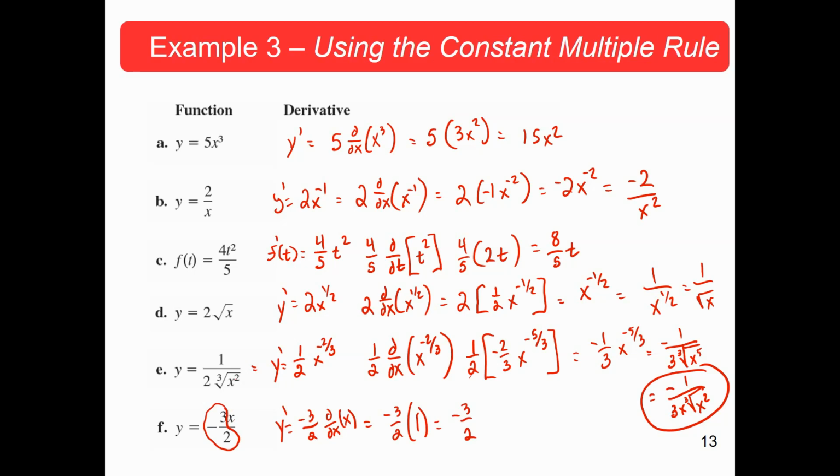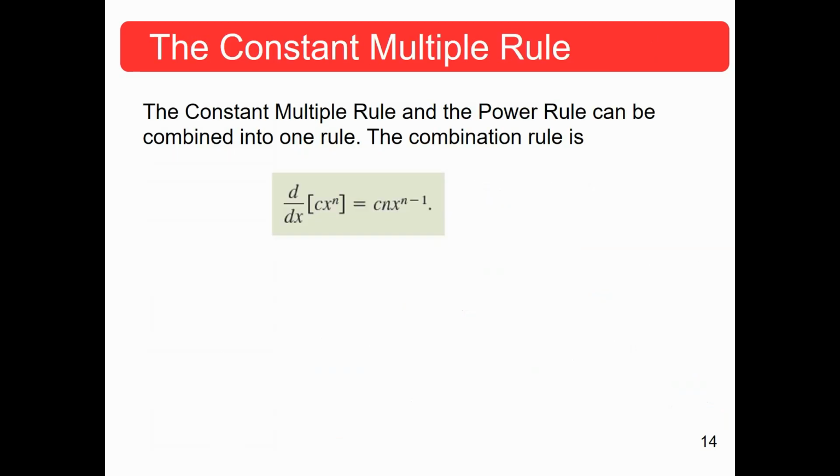Now, we can combine the constant multiple rule and the power rule into one, because you notice what happened here. Really, all we had to do was every time we did this, we multiplied this number by whatever was on the front. So we could have just said 3 times 5 is 15, x to the 2, right? Or in this case, negative 1 times 2 is negative 2, x to the negative 2. So here's that rule. If we've got a number times x to the n, we're just going to multiply the c and the n, and then decrease the exponent by 1, same way we did before.